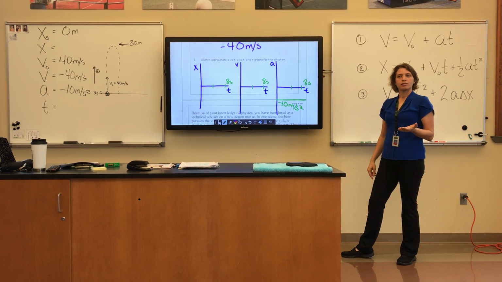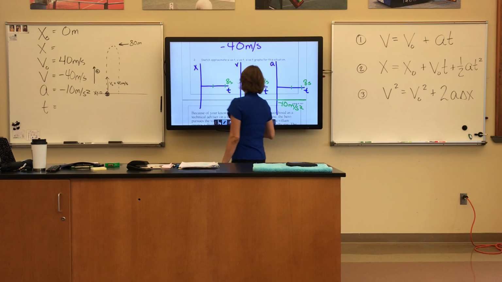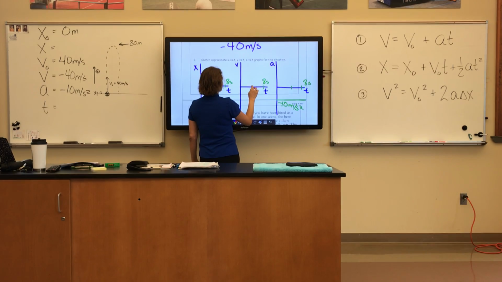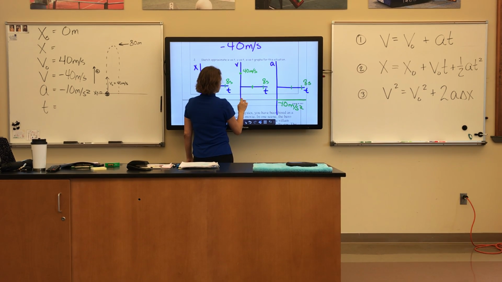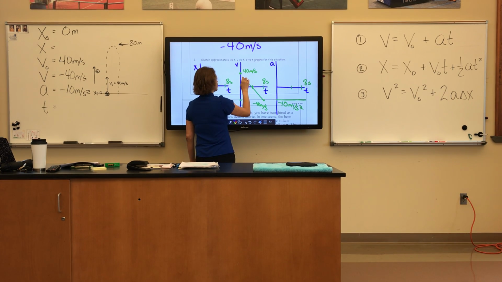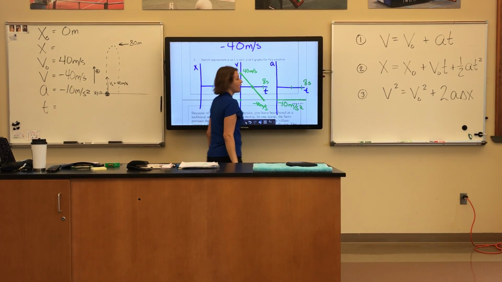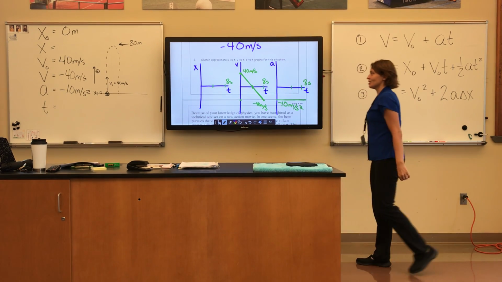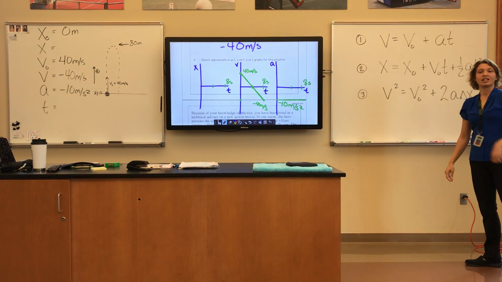Velocity. I know my initial velocity. I know my final velocity. Initial velocity is 40 meters per second. Final velocity, negative 40 meters per second. For that to happen, it must go through 0. We also know exactly how much time it takes for our velocity to get to 0. It's at 0 at 4 seconds.